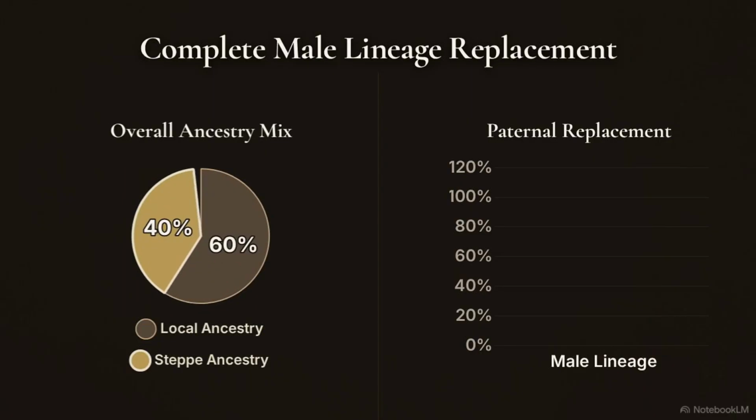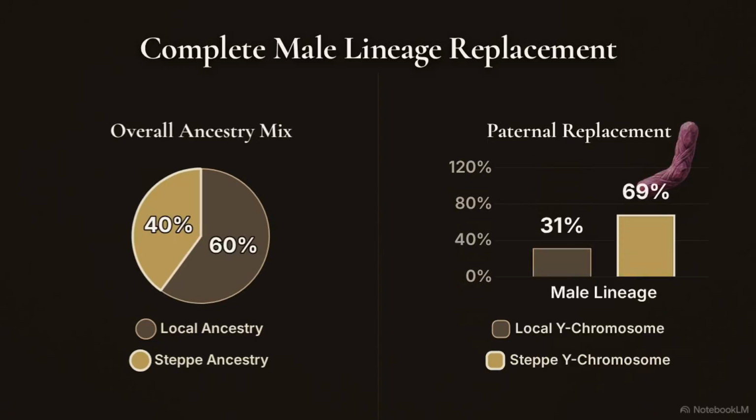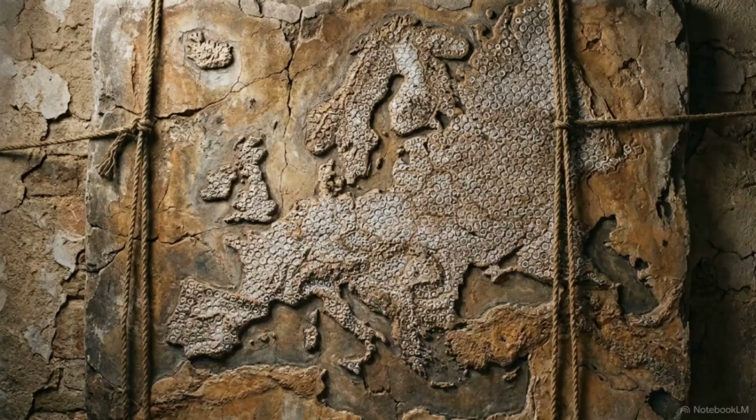In Iberia, the interaction was even more unequal. While the overall ancestry was a 40-60 mix, there was a complete replacement of the local male Y chromosome, suggesting the incoming males had preferential access to reproduction. The genetic similarity seen across Europe today is the physical result of this total population upheaval.